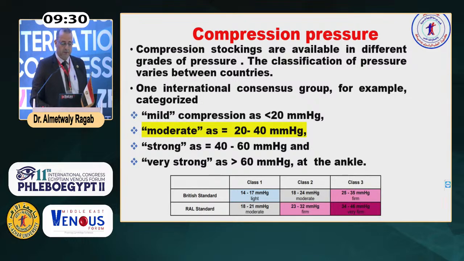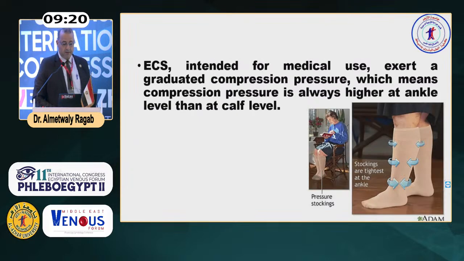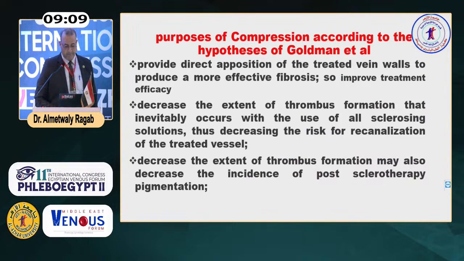One international consensus group, for example, categorizes it into mild, moderate, strong, and very strong according to the pressure exerted by the stocking. Elastic compression stockings intended for medical use exert a graduated compression pressure, which means compression pressure is always higher at the ankle level than at the calf level.